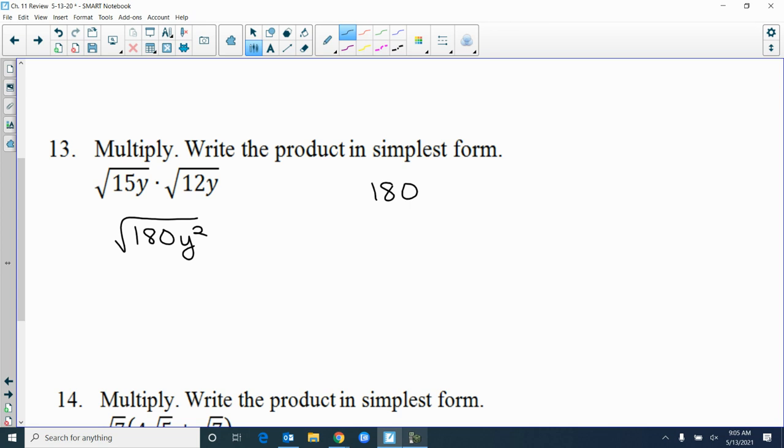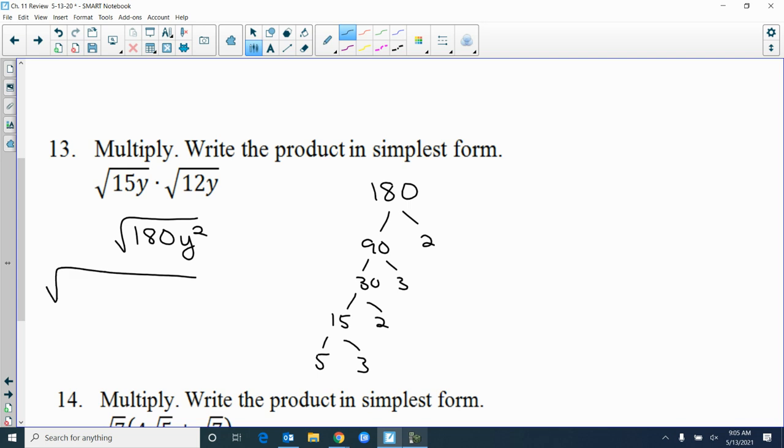What do you got? 6 y radical 5. Yep, you know, 180. Yep, you got it. All right, Jaylee, what do you got for your factor tree? 90 and 2. Okay. 30 and 3. 15 and 2. 5 and 3. All right, so that's correct.